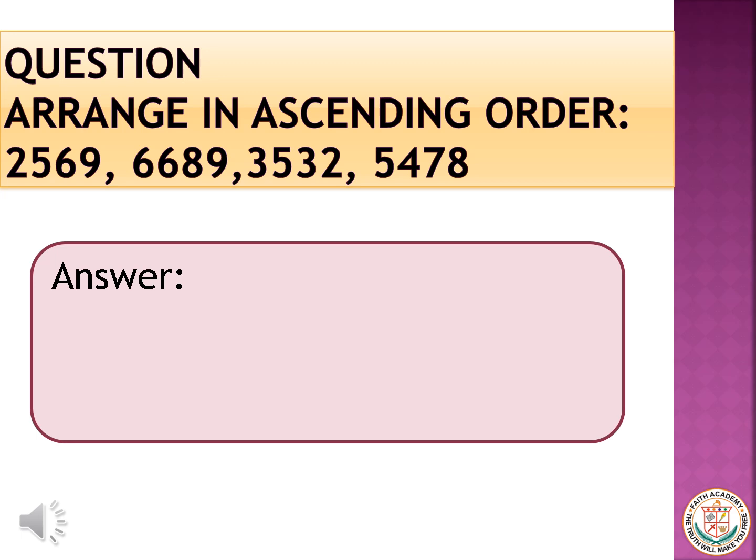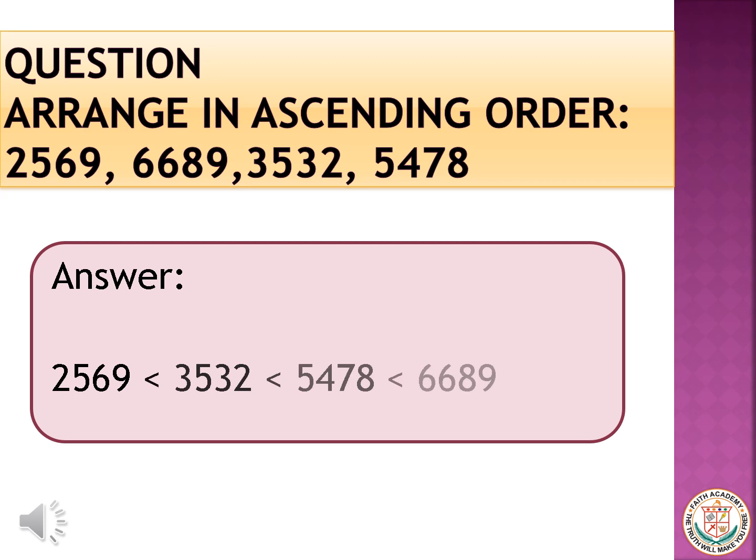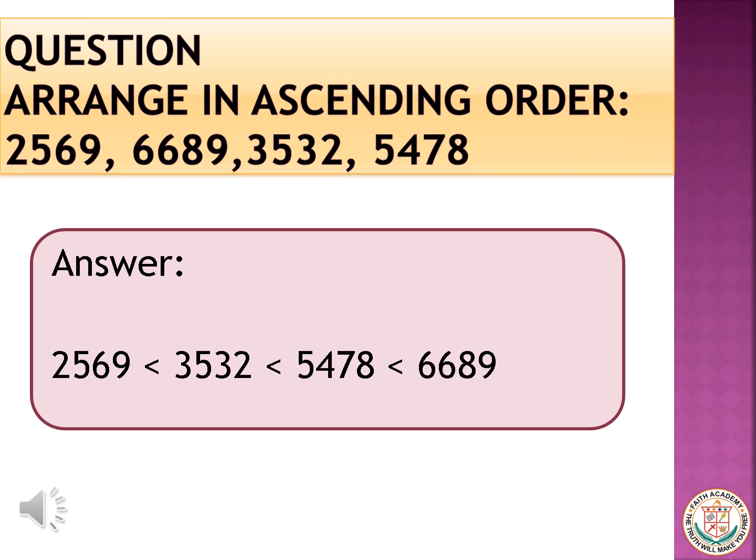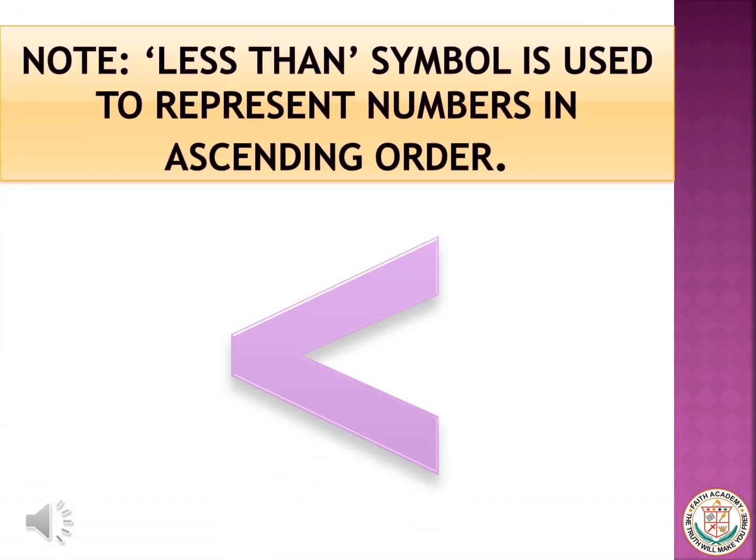So 2569 is less than 3532, which is less than 5478, which is less than 6689. So how many of you got the answers correct? Children, we have to remember that whenever we are arranging in ascending order, we have to put the less than sign between the numbers to show the gradual increase in the value of numbers.